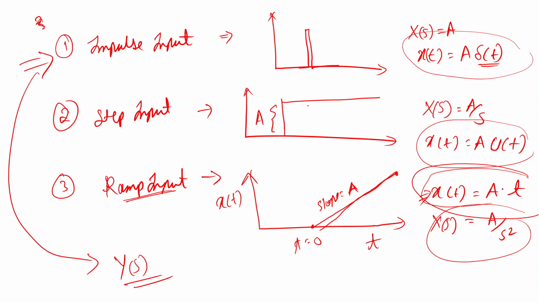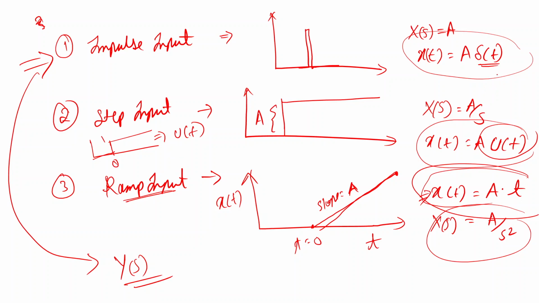Similarly, for step input, the function u of t, that is the unit step function, the plot of u of t is 0 and then 1. So this function is known as u of t. From this plot we determine that x of t will be a times u of t, where a is the magnitude if it is not 1.